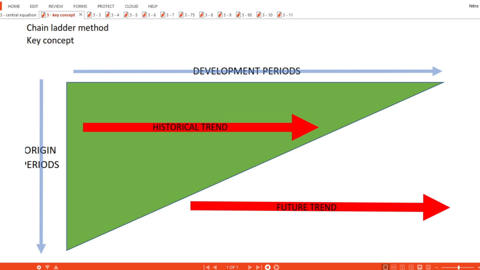So the way the method calculates this true underlying development pattern is by looking at link ratios. Link ratio is the ratio of successive development period data points for a given origin period. Let's illustrate this through some actual data and calculations.